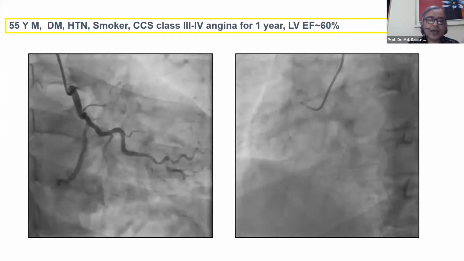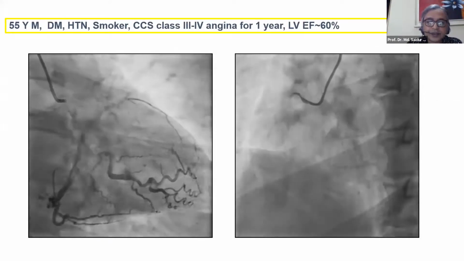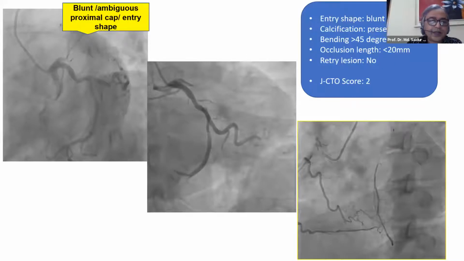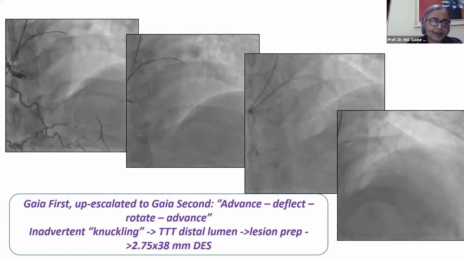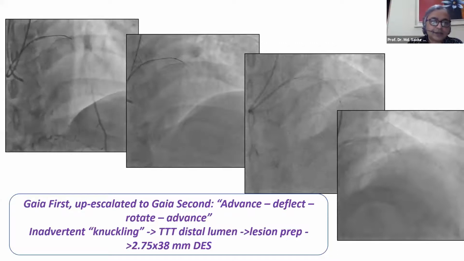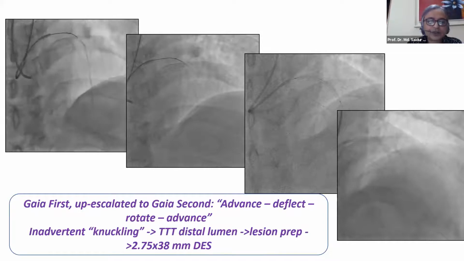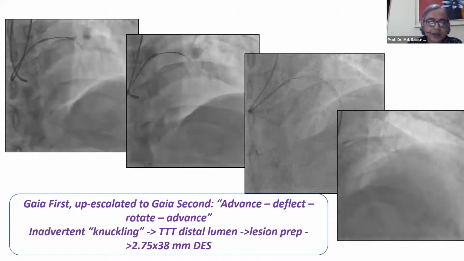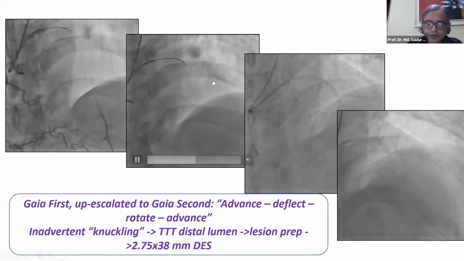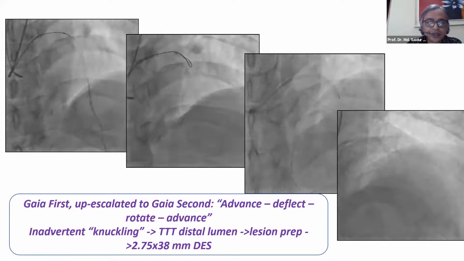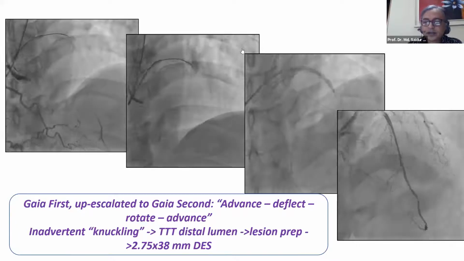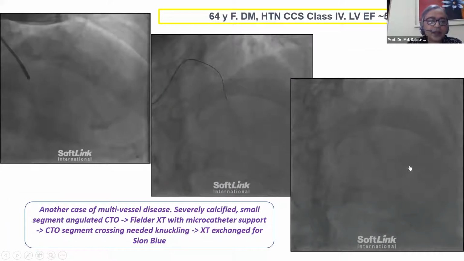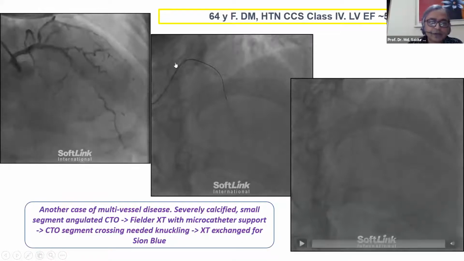This is another case with the knuckle. You can see that this is a blunt, ambiguous proximal cap, and here you can also see the distal part through the dual injection. Then we took the Gaia First, escalated it to Gaia Second, and you see I am doing push and torque and advanced techniques, but it was still not crossing. Then the knuckle went into a bit of subintimal space, and later into the true lumen, and the stenting was done.